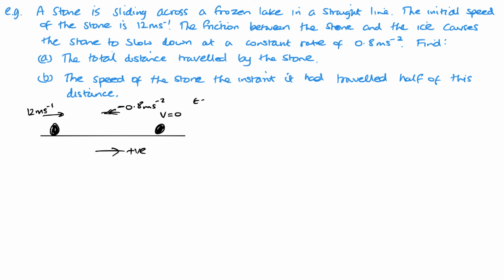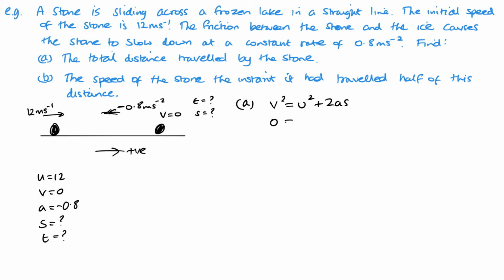And at this point, I don't know the time, and I don't know, obviously, the distance, which is what we want to find. So what I'm looking at here is we know u, well, let's put them down. U is 12, v is 0, a is minus 0.8. We actually want to find s, and we could find t, we don't need to. So when I look at this, I go, right, we've got u, v, a, and we want to find s. So no t.